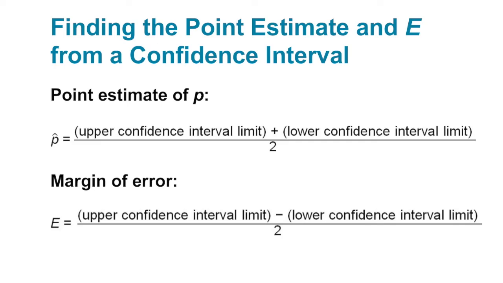So if you're given a confidence interval, you can use these two formulas to find your P hat and your E. To find P hat, we take the upper limit plus the lower limit divided by 2. To find E, we take the upper limit minus the lower limit divided by 2.